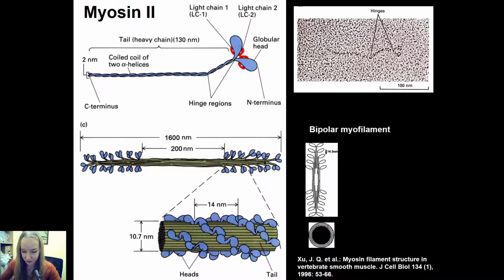And really, this is the typical organization for skeletal and cardiac muscles also, that the heads are on the periphery. It's a bipolar organization, as I said before. There are some numbers describing this. You should probably know it's like 1060 nanometers long, this thick filament. This number isn't that important, 200 nanometers. The heads are away from each other 14 nanometers.